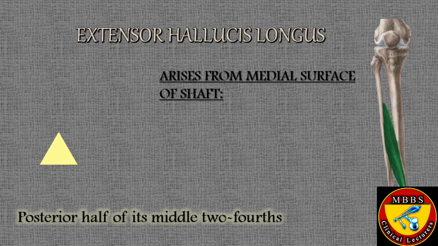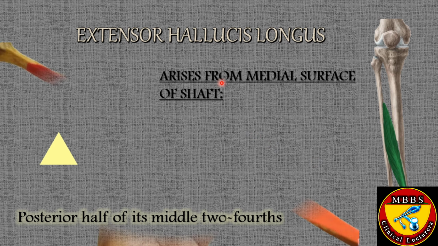Now we have extensor hallucis longus. Hallucis means toe, the great toe. Extensor means it will extend. Longus means this muscle is long. It arises from the medial surface of the shaft. As you can see, it is arising from the medial surface and inserts on the great toe. So this is the extensor hallucis longus.